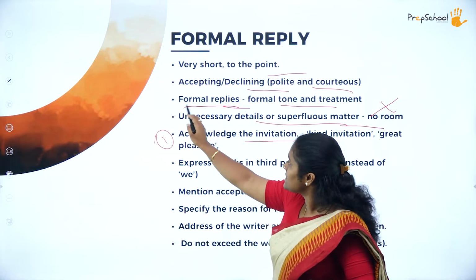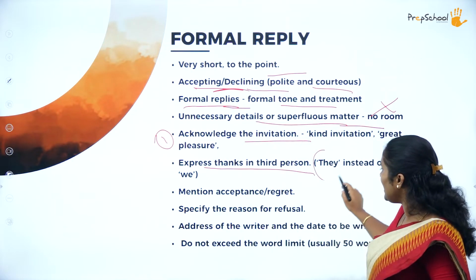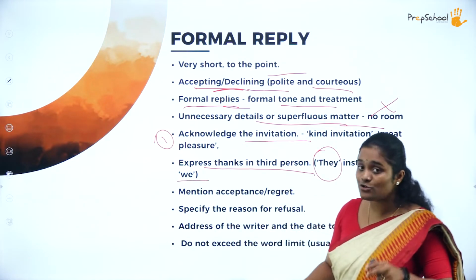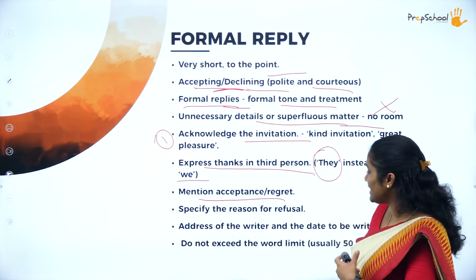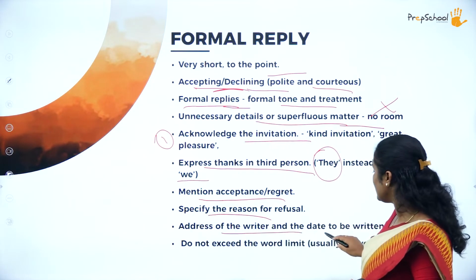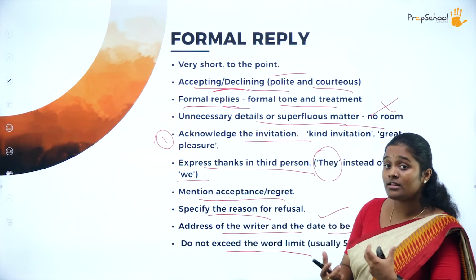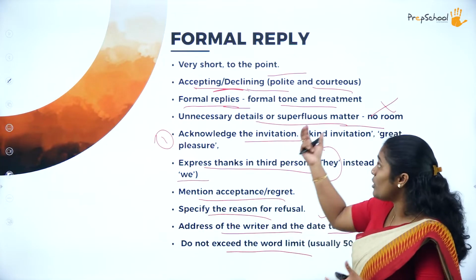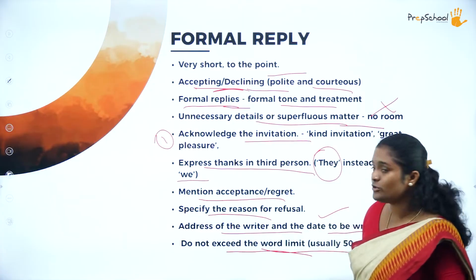So formal replies, accepting or declining: you have to express thanks in third person, "they" instead of "we". I'll show you an example of how you can do that. You have to mention whether you're accepting or declining, specify the reason for doing it, and address the writer and the date. Whoever had sent you the formal invitation, you are addressing them. Do not exceed the word limit, usually 50 words.